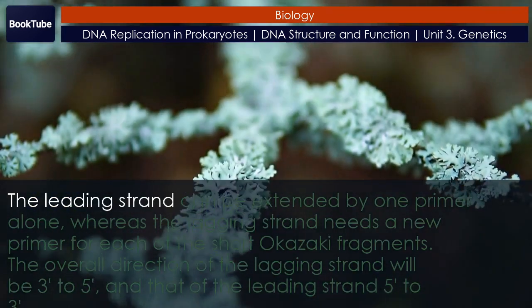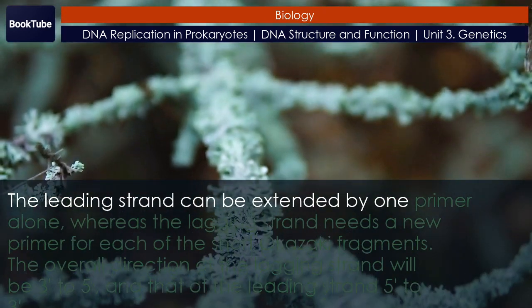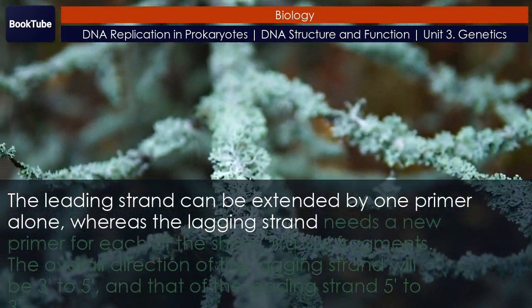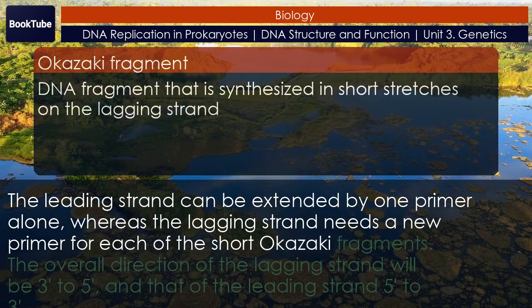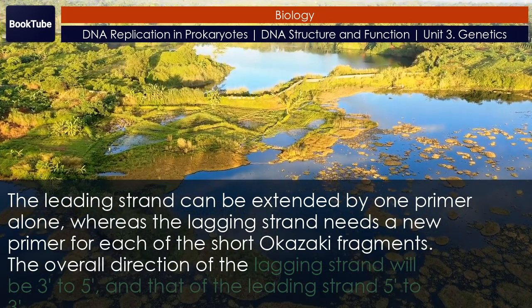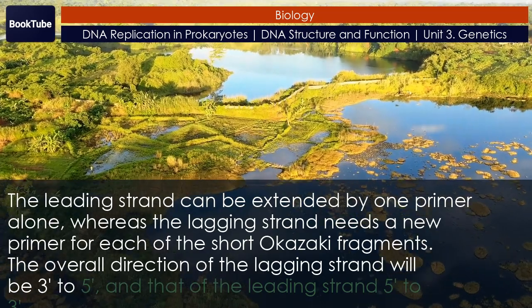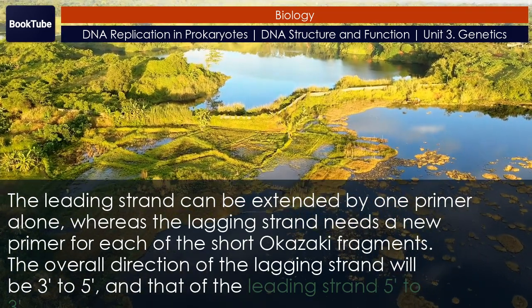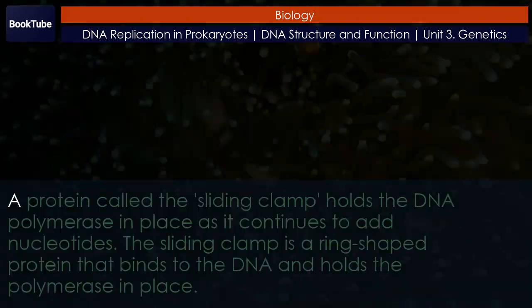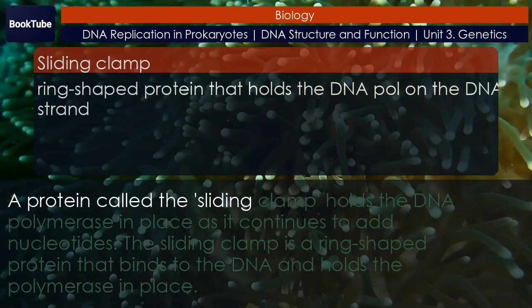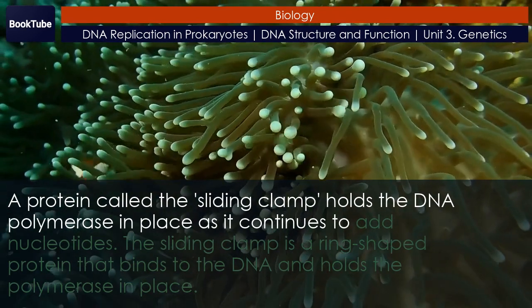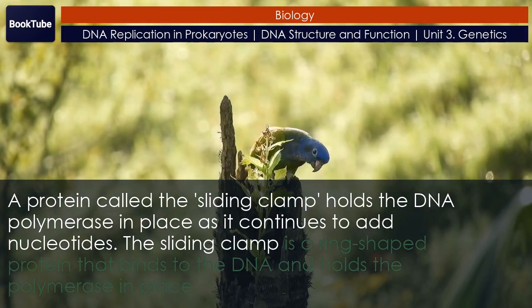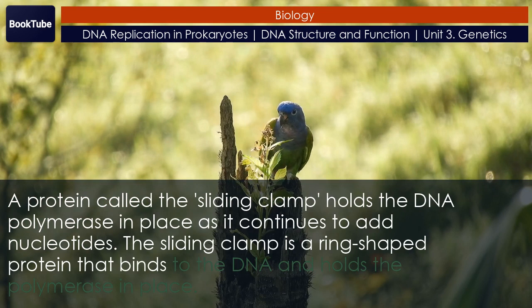The leading strand can be extended by one primer alone, whereas the lagging strand needs a new primer for each of the short Okazaki fragments. The overall direction of the lagging strand will be 3' to 5', and that of the leading strand 5' to 3'. A protein called the sliding clamp holds the DNA polymerase in place as it continues to add nucleotides. The sliding clamp is a ring-shaped protein that binds to the DNA and holds the polymerase in place.